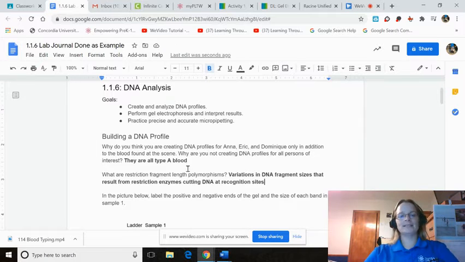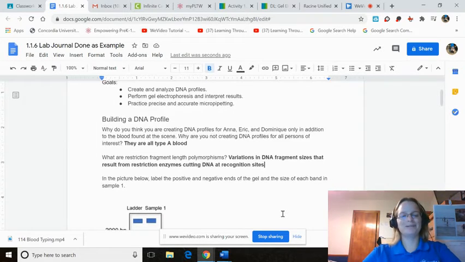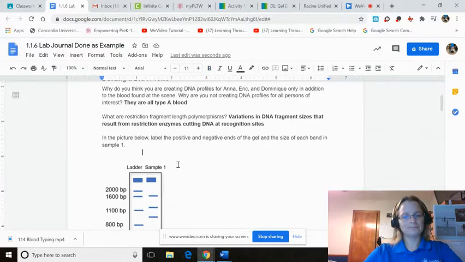So everybody has different restriction fragment length polymorphisms. Every person in the world. Maybe identical twins have the same, I'm not sure, I'd have to look that up. So here we're going to do some labeling.